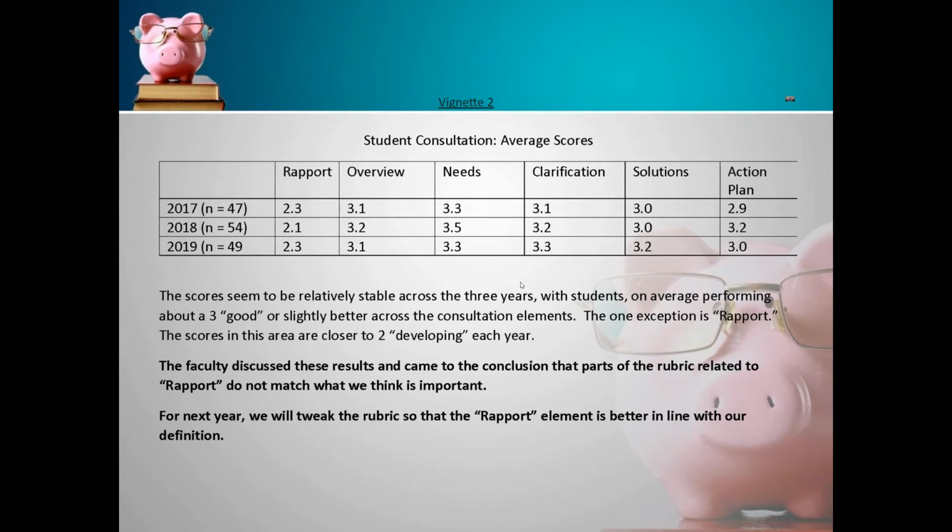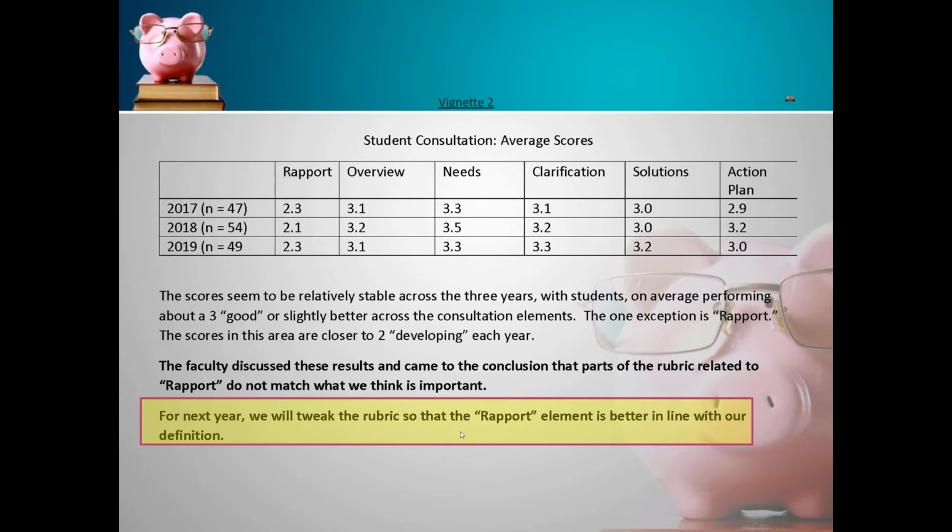Let's move on to vignette number 2. So we'll go down here to the bold. That's what's different. And it reads, the faculty discussed these results and came to the conclusion that parts of the rubric related to rapport do not match what we think is important. For next year, we will tweak the rubric so that the rapport element is better in line with our definition.